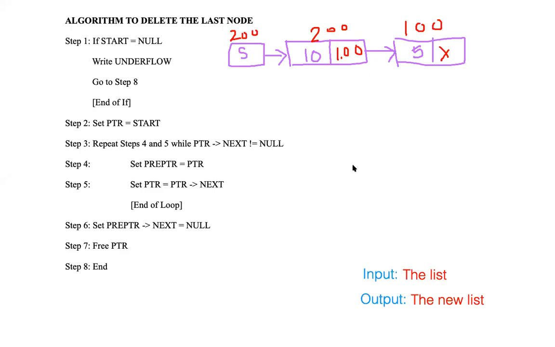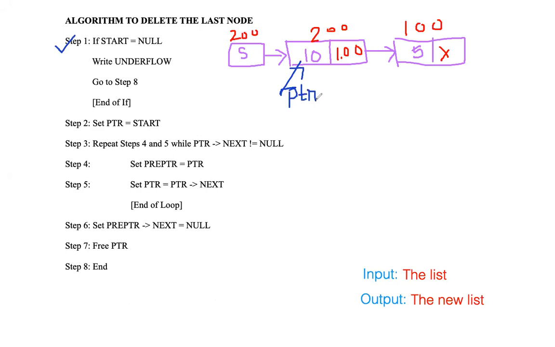Now let us see the deletion algorithm in case of a linked list at the end of the list, that is at the last node. So again, the first step is common, that is checking whether the start node is null or not. That means whether the list is empty or not. If it is not so, then deletion at the end requires us to go till the last of the list. So again, we set a pointer to the first node and we have to reach the last node.